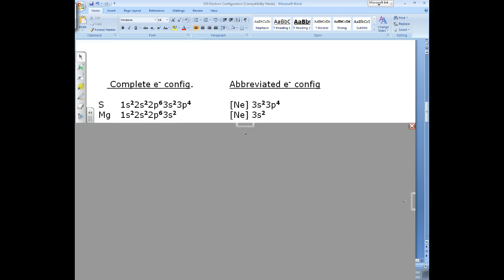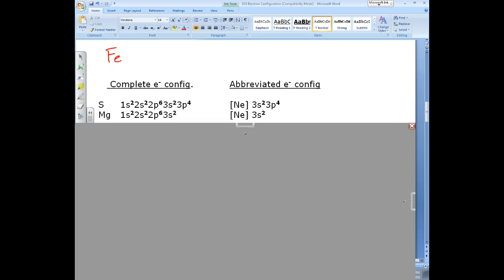Here's another one. We have magnesium. And again, magnesium's preceding noble gas is neon. And then we build from there. And so it would just be 3s2. After neon, we just have to do 3s2 to get to magnesium. You can try to do iron and write the abbreviated, or noble gas, notation for iron. So pause the podcast or video cast and try that one out.